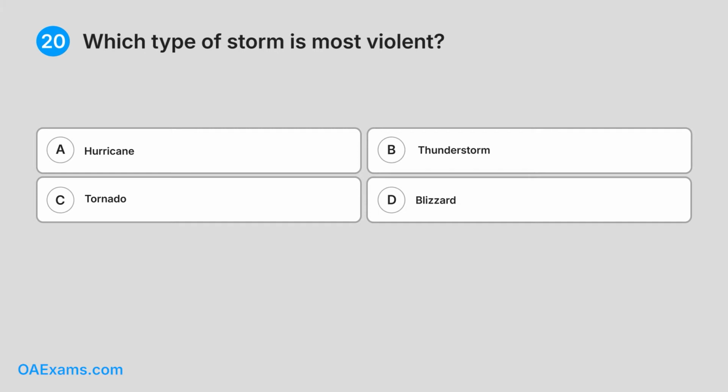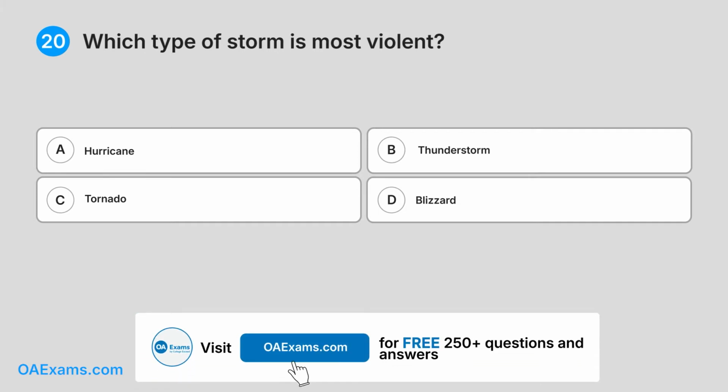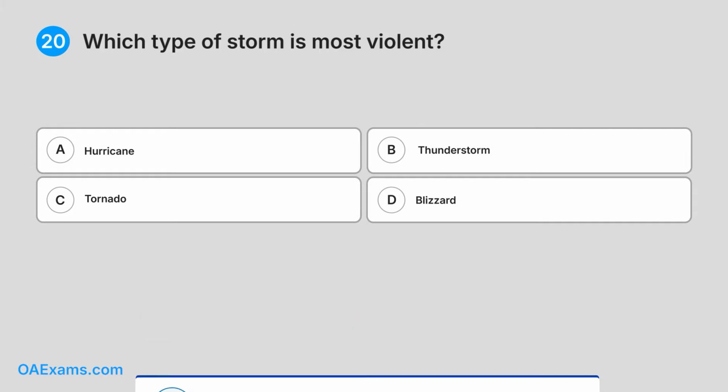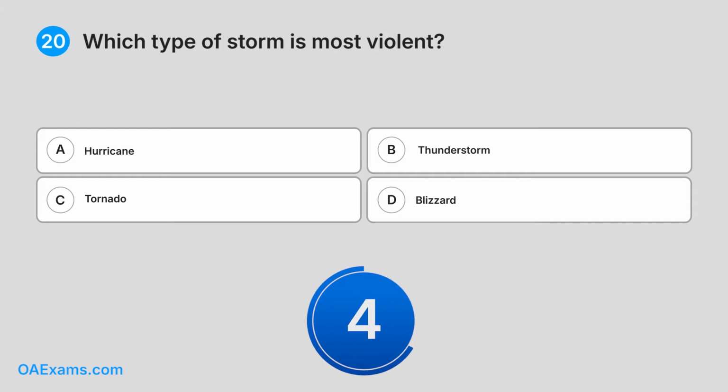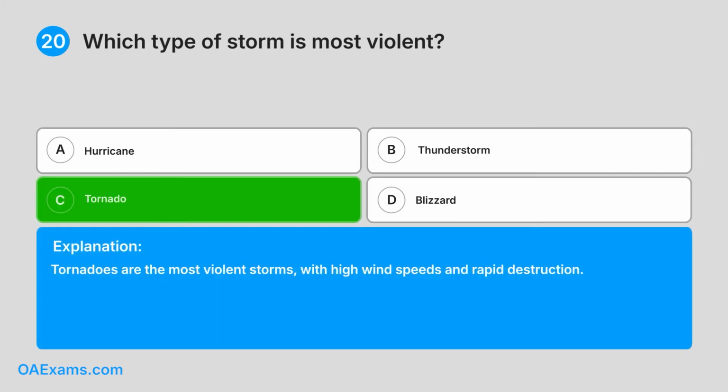20. Which type of storm is most violent? A. Hurricane. B. Thunderstorm. C. Tornado. D. Blizzard. Can you guess the answer? Correct answer. C. Tornado. Explanation. Tornadoes are the most violent storms, with high wind speeds and rapid destruction.